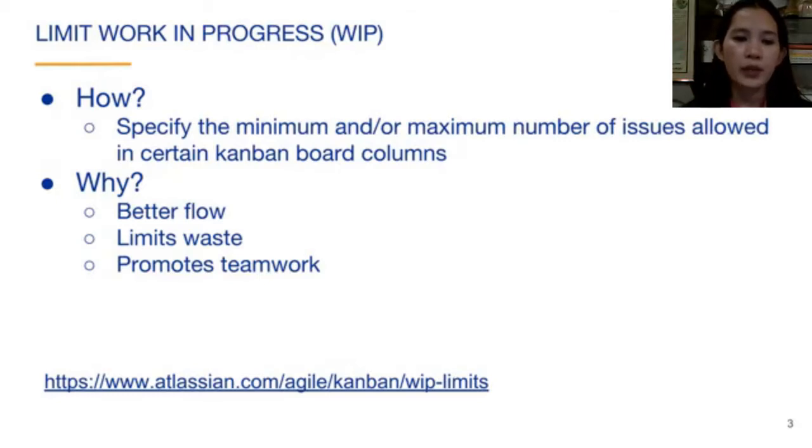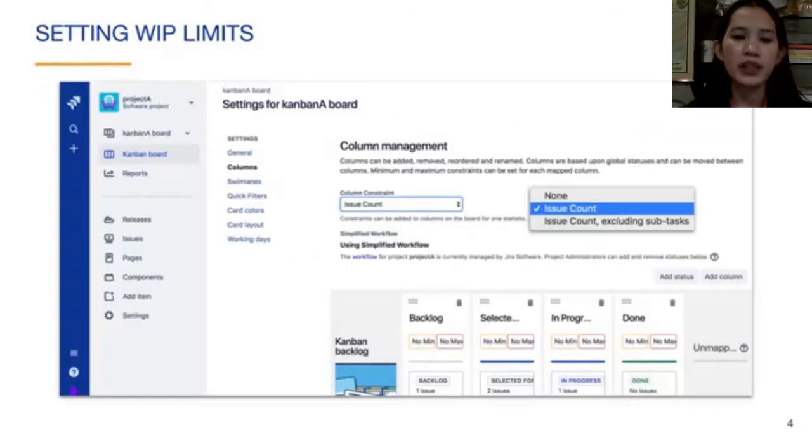To set up work in progress limits for a column, click on the Columns tab of the board settings. The work in progress limits are called column constraints in Jira. In the column constraint drop-down, you have the option of defining the constraint on the number of issues or the number of issues, excluding subtasks. Subtasks are used to break down the work of an issue into smaller pieces. Underneath the column name, you can see the column constraints. You can see that currently each of the columns has no minimum or maximum constraints.